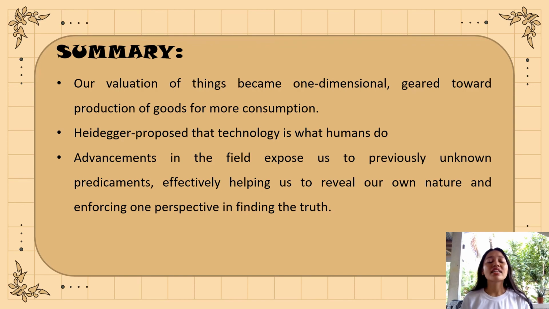So land degradation, declining soil fertility, unsustainable water use, overfishing, and marine environment degradation are all diminishing the ability of our natural resource base to supply food. The current unsustainable patterns of consumption and production that prevail throughout the world today are dependent on extracting, processing, using, and disposing of an ever increasing amount of natural resources from the planet and causing ever increasing environmental damage. So Heidegger was also the one who proposed that technology is what humans do. Advancement in the field exposed us to previously unknown predicaments, effectively helping us to reveal our own natures and enforcing one perspective in finding the truth.